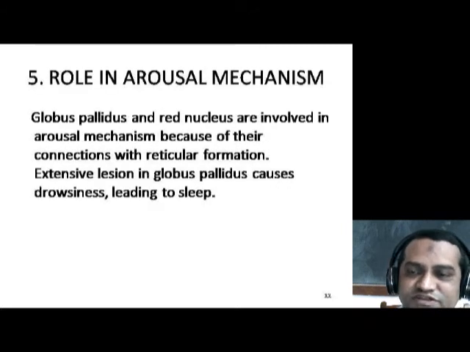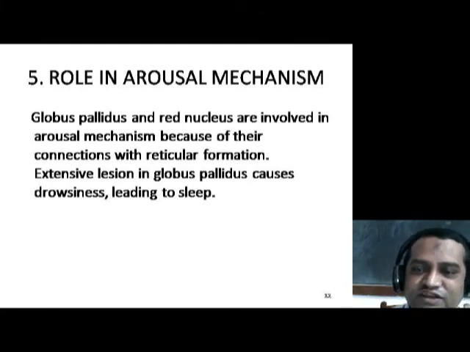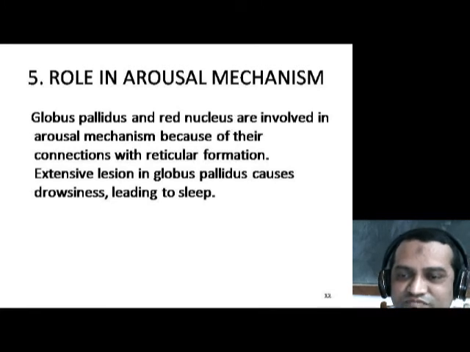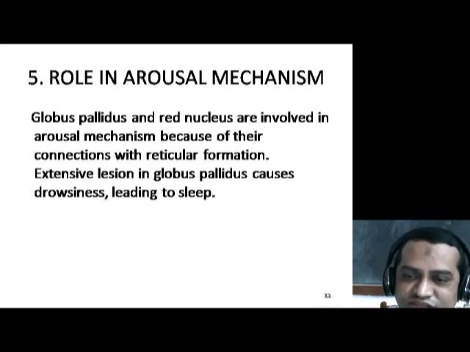Then the next function is that basal ganglia also have a role in the arousal mechanism. The globus pallidus and red nucleus are involved in the arousal mechanism because they are connected with the reticular formation. Any lesion in the globus pallidus causes drowsiness leading into sleep.